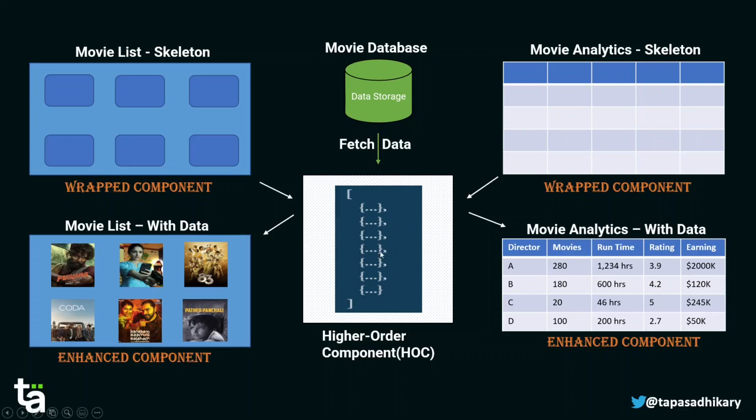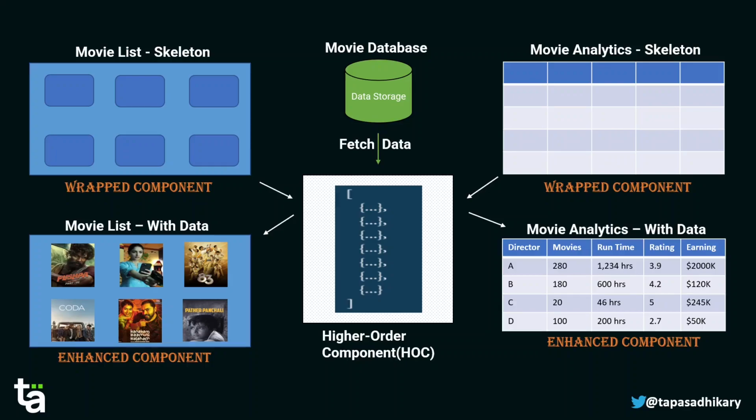The higher order component in React is nothing but a plain JavaScript function. Okay, it's a plain JavaScript function that takes a component as an argument and returns a new enhanced component as a return value. As simple as that. So this is really not rocket science. This is a very simple thing. It's a mere JavaScript function that takes one component as an argument and returns a new component in an enhanced fashion.